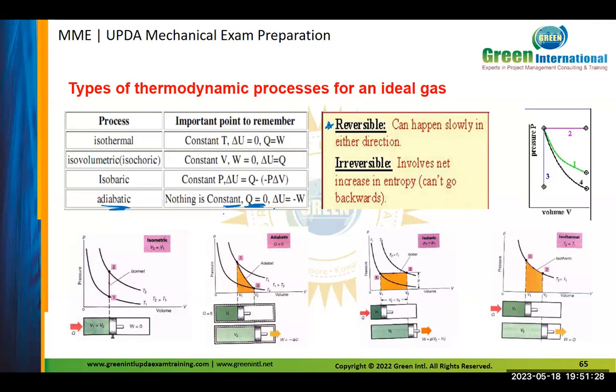If we apply the first law of thermodynamics, we'll find finally delta U is equal to minus W. This is as per the equation delta E equals Q minus W. This is the first law of thermodynamics. So if Q is zero, what happened? We'll find the change of internal energy is equal to minus the work.